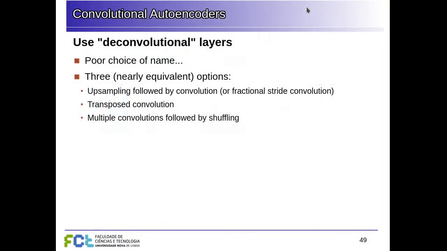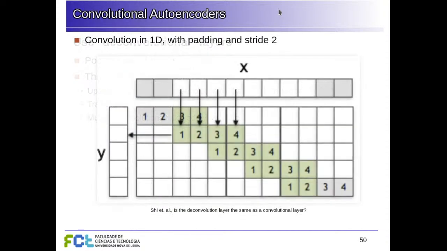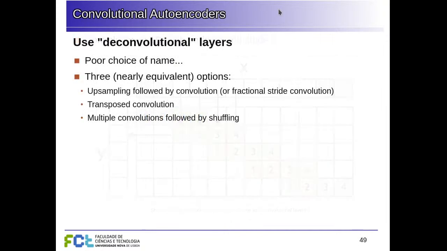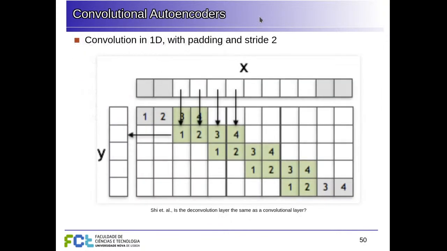And this can be done in different ways: upsampling followed by convolution, fractional stride convolution, transposed convolution, and multiple convolutions. We're going to look at these different ways, but basically upsampling and then using convolution tends to work better.